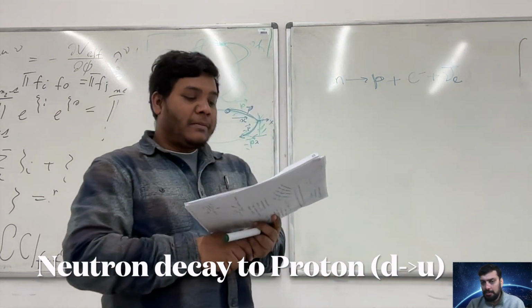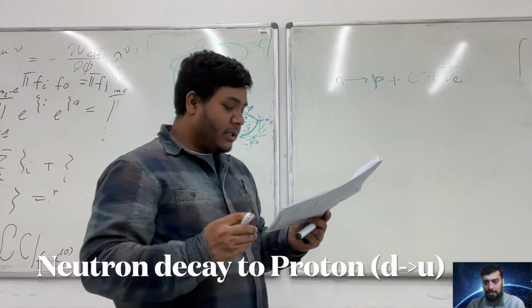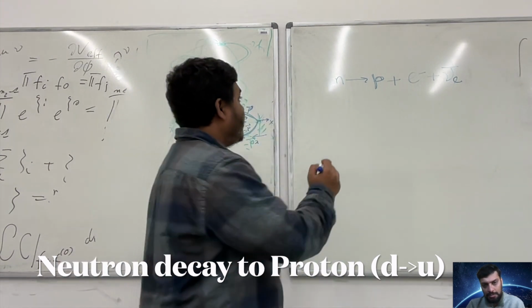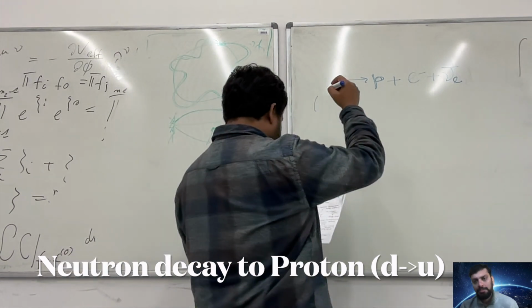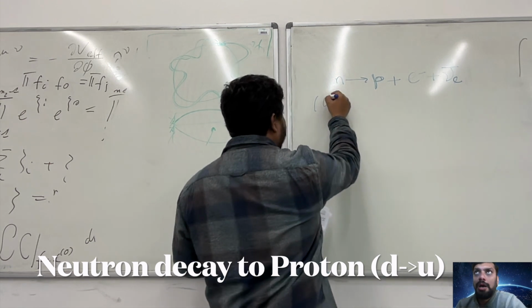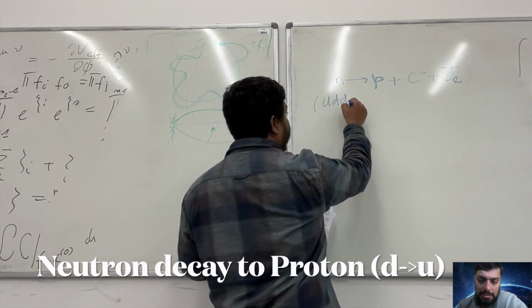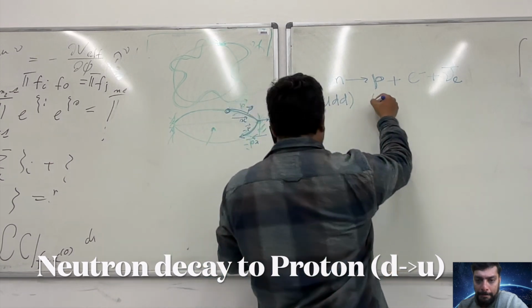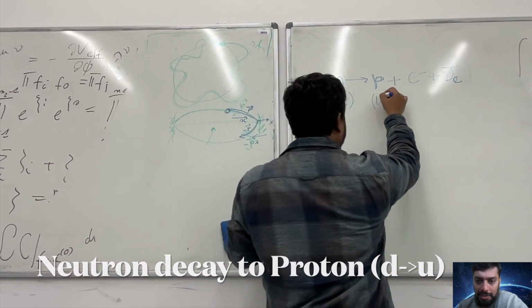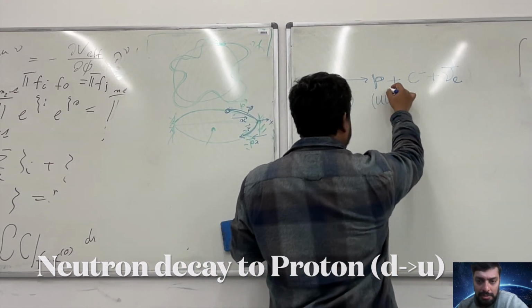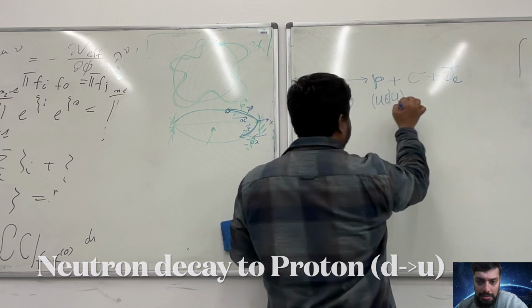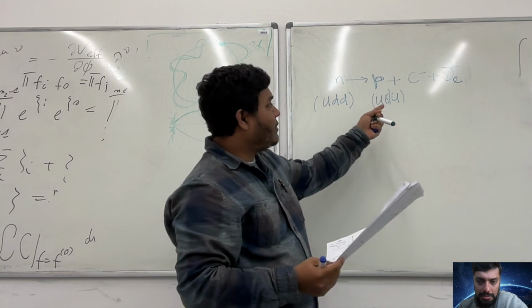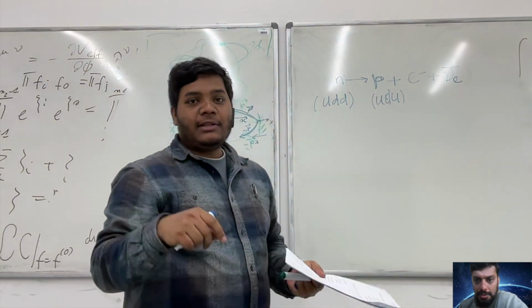So if you remember the quark structure, we will come into more detail later, the neutron is formed by one up quark and two down quarks, and the proton is formed by two up quarks and one down quark, as we said. So let's try to understand how this interaction happens using a Feynman diagram.